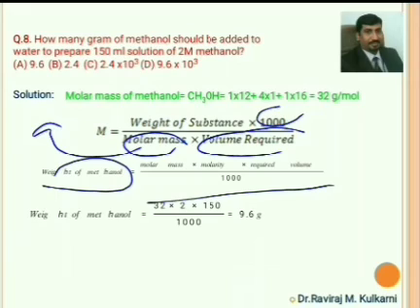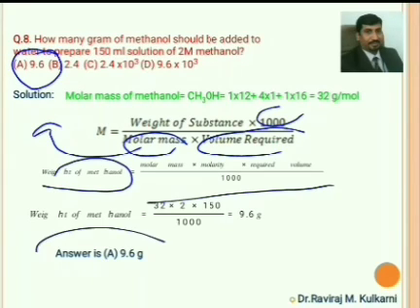So this comes out to be 32 into 2 into 150. 32 is the molar mass of methanol, into 2, that is the molarity. You want to prepare 2 molar methanol, they have asked you to prepare. And required volume is 150 ml, divided by 1000. So you get 9.6 gram. So what is the answer? Answer is option A, 9.6 gram.